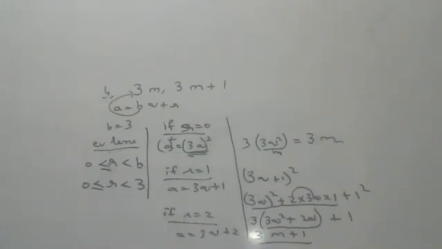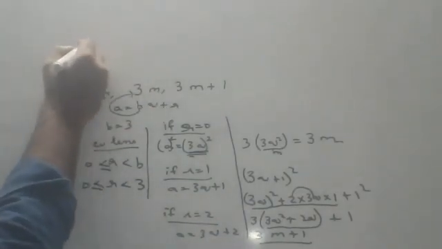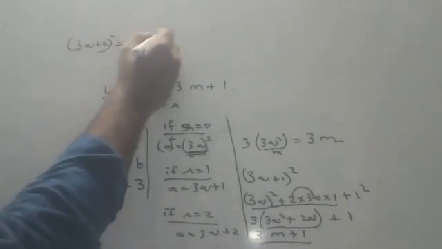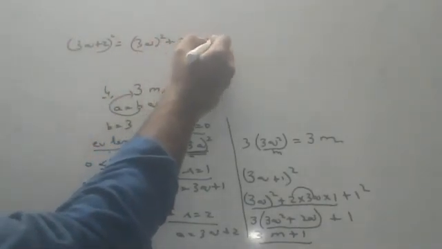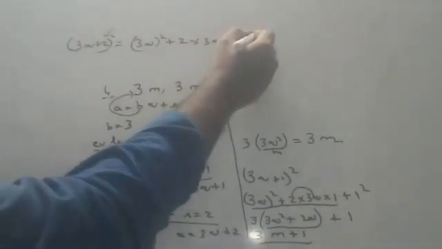You will say, no, sir, we didn't understand. I will show 3q plus 2, children. At least see 3q plus 2. Here I will show, children. (3q plus 2) whole square, a square plus 2ab plus b square. What is b square, children? 4. Okay.